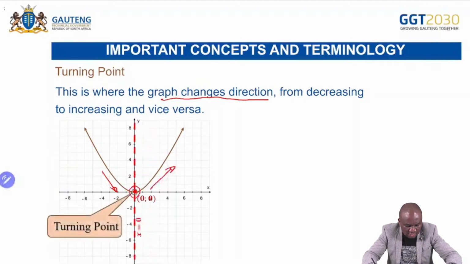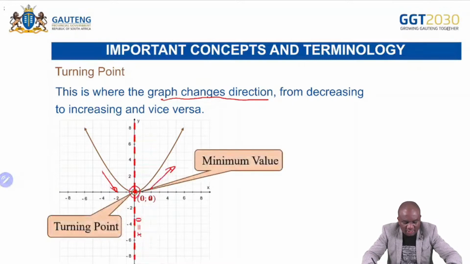Right. So now, if the graph is concave up, the turning point is the minimum value. That's where you find the minimum value. If a is greater than 0, the turning point is the minimum value. Please take note of that. Okay, let's write short notes for 1 minute.